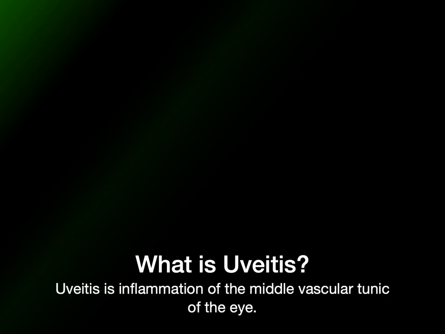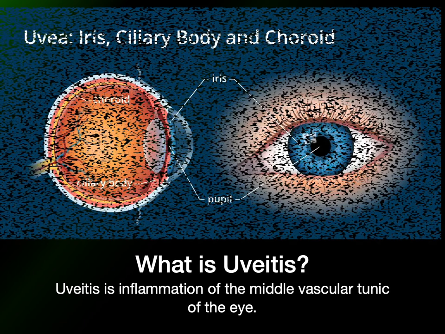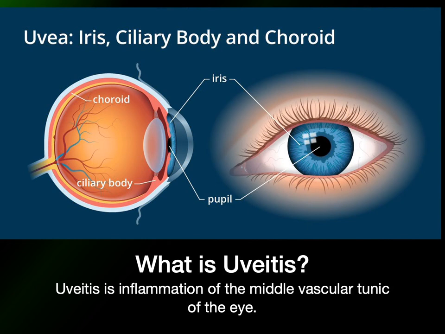To begin, let us define uveitis. In classical terms, it pertains to a group of inflammatory diseases that involve the uveal structures. The uvea is composed of the iris, ciliary body, and the choroid. If you are not familiar with these ocular structures, please stop and review your notes in anatomy first.